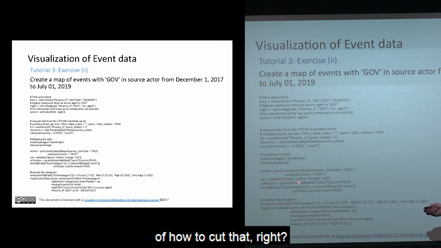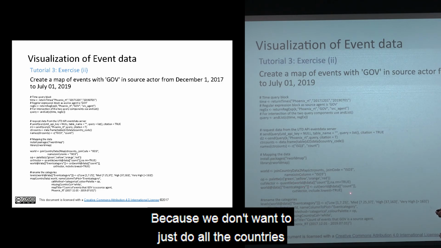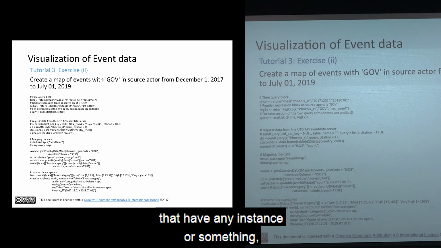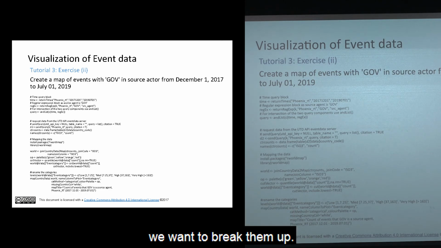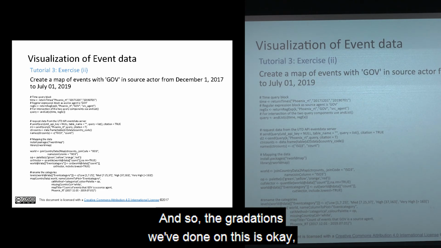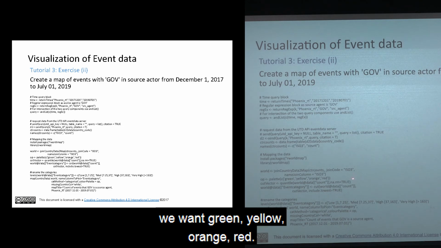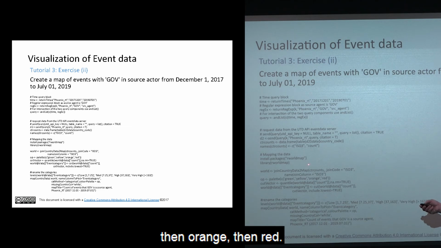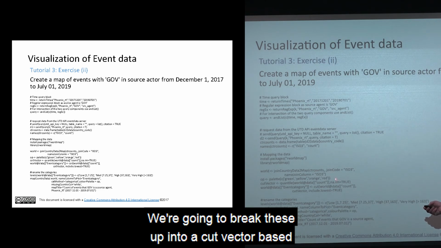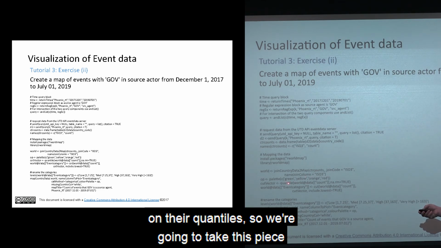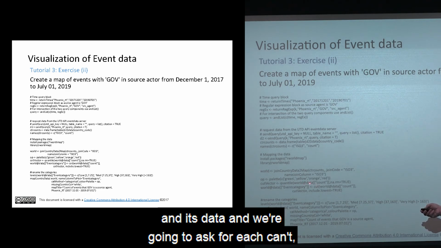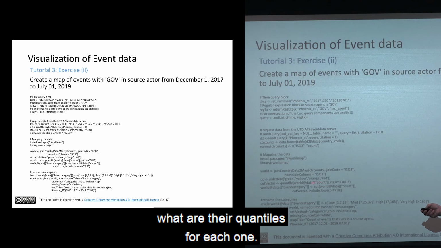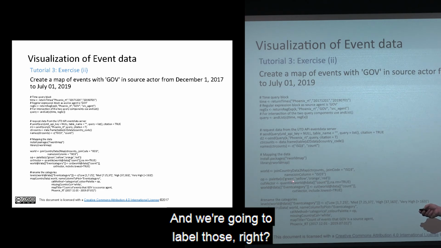Then we're going to have to give it a color palette of how to cut that, right? Because we don't want to just do all the countries that have any instance or something. We want to break them up. And so the gradations we've done on this is, okay, we want green, yellow, orange, red. So green's going to be the lowest, then yellow, then orange, then red. We're going to break these up into a cut vector based on their quantiles. So we're going to take this piece and its data, and we're going to ask for each count, what are the quantiles for each one.